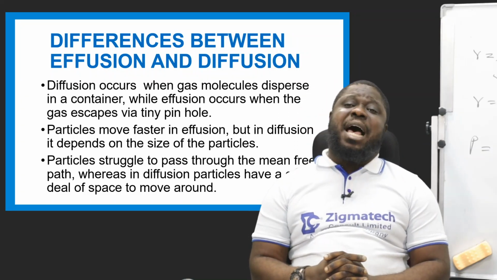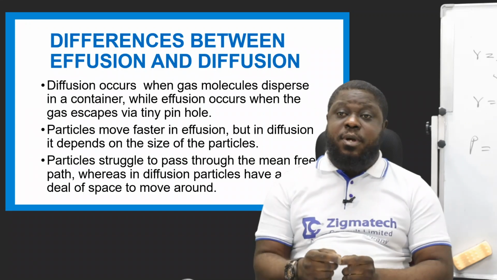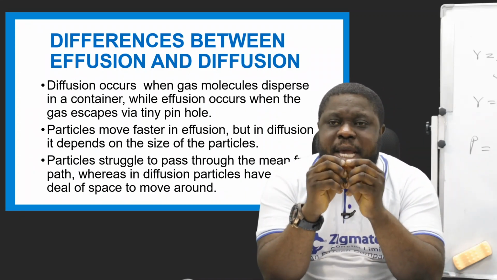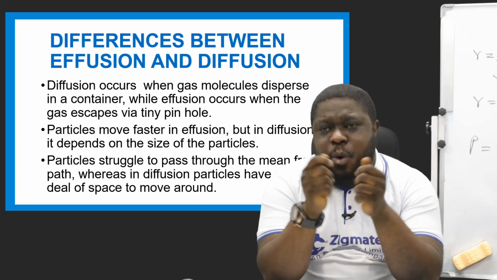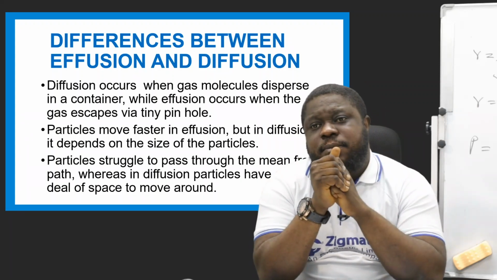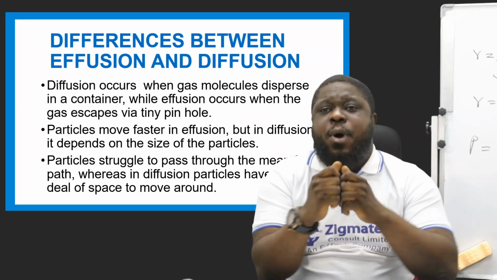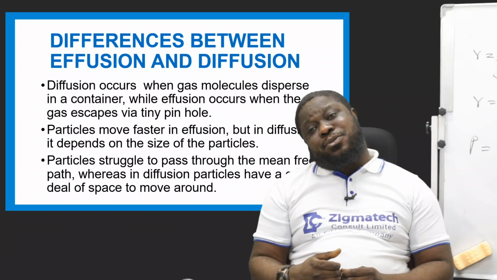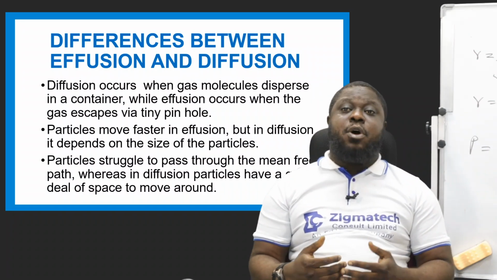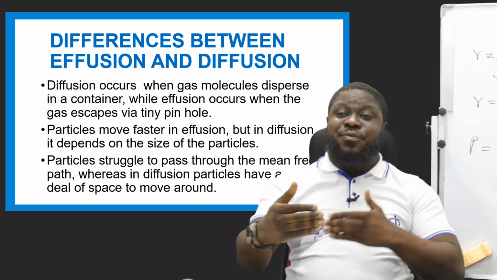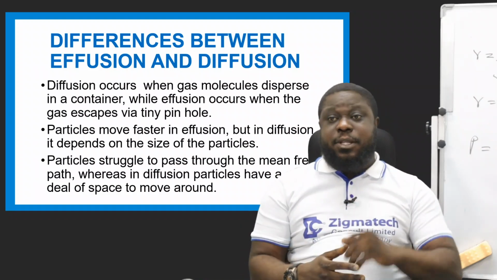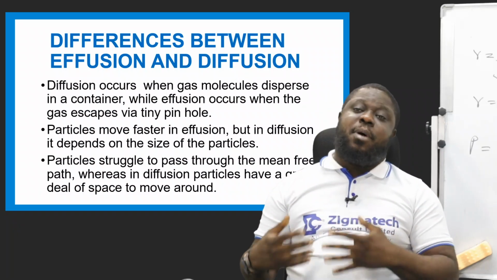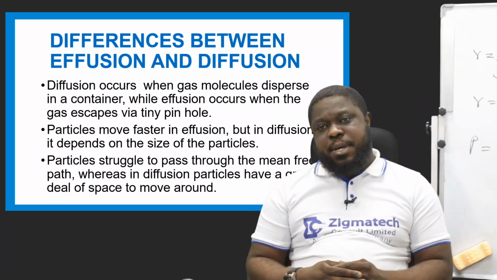Okay, now in effusion, as they are escaping, when you open, it's like when a gas is compressed. If you mistakenly open a hole, they will come out speedily, scatteredly. While in effusion, it depends on the size of the molecules, the size of the particles. That's how they move. Remember, I told you, when I talked about diffusion, the particles do not move at the same rate. The smaller ones will move faster than the bigger ones.